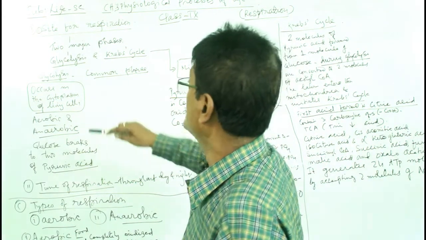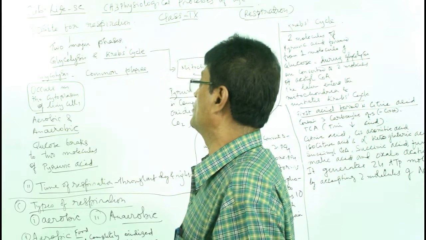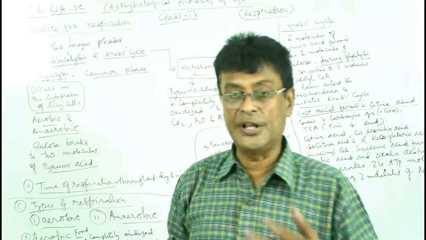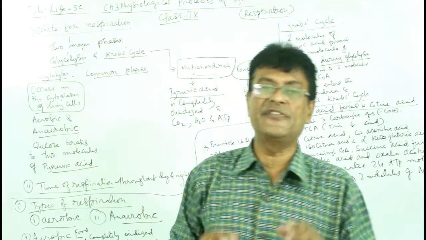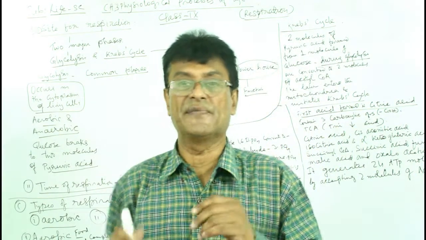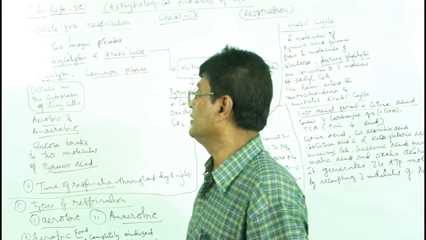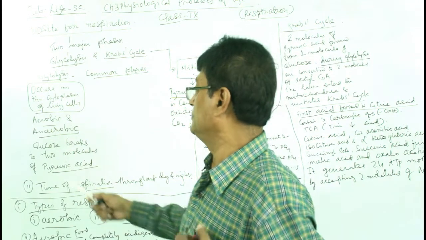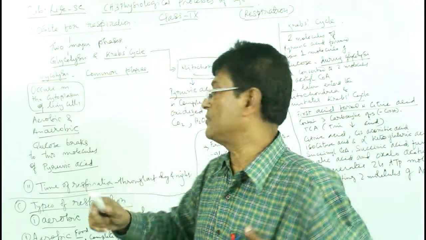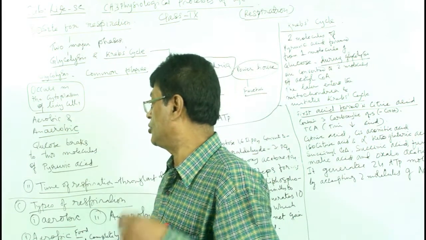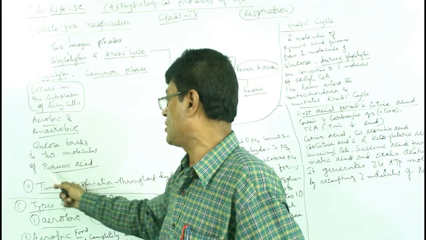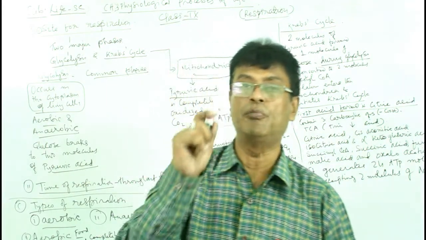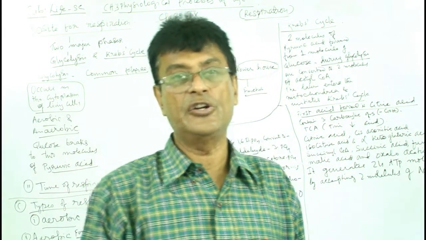And the second phase is the Krebs cycle, that we are going to do next day. Now, glycolysis is a very common phase. What is happening here? Actually, there are two types of respiration, aerobic and anaerobic. Here, glucose breaks into two molecules of pyruvic acid in case of both aerobic and anaerobic respiration.